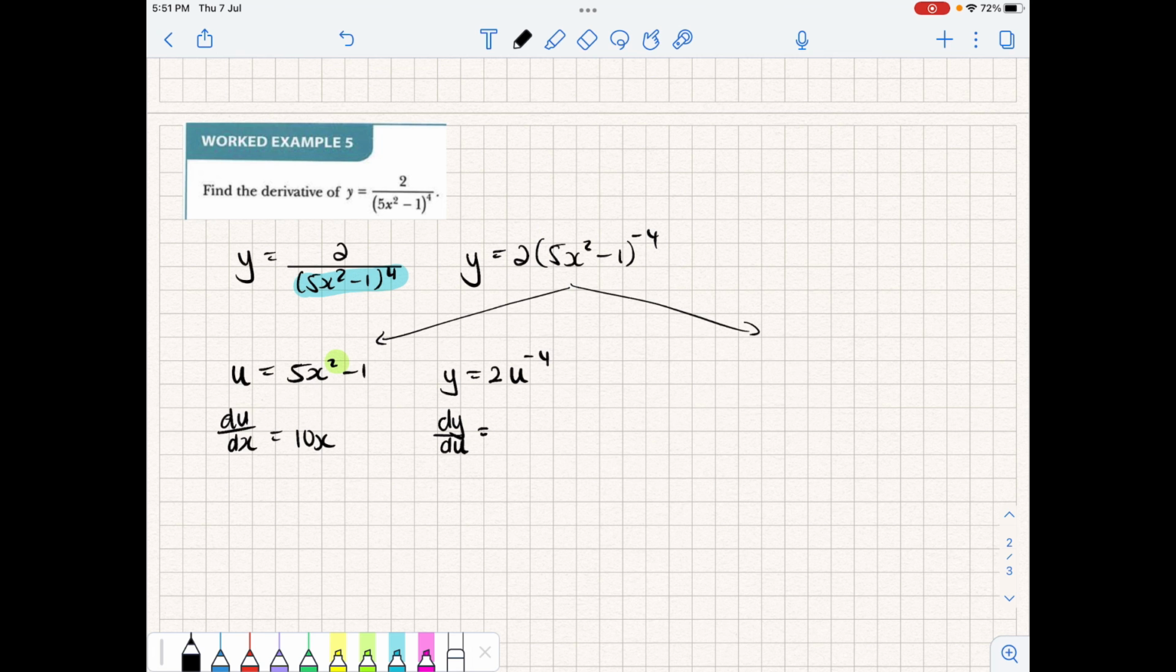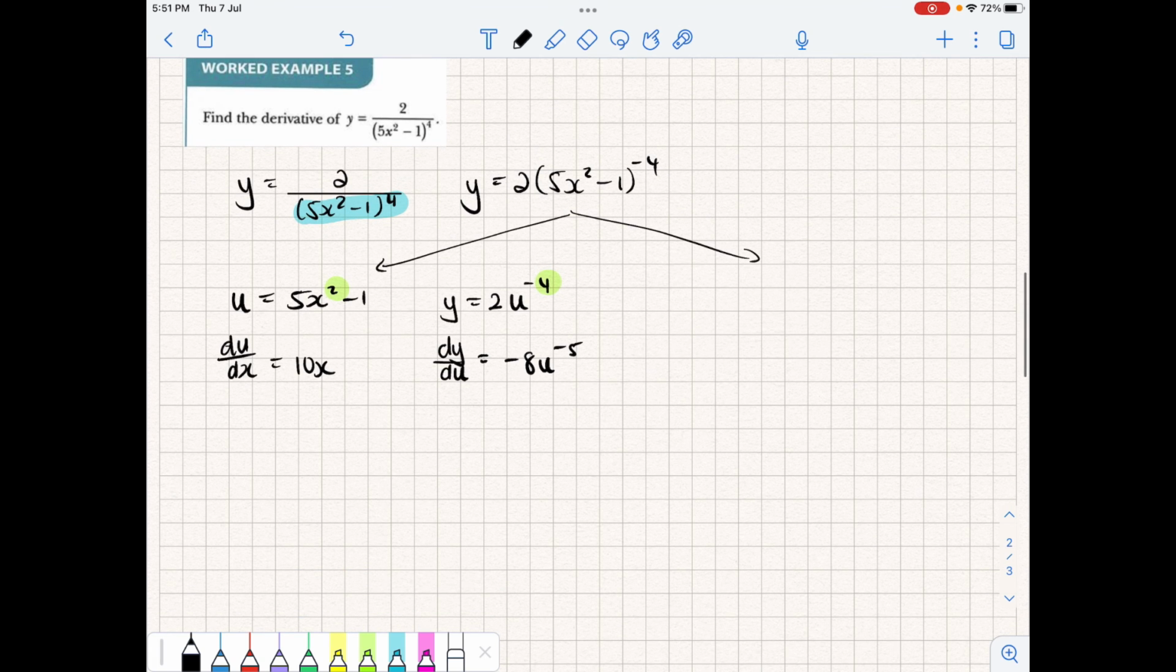So once again, using the power rule, there's the power. So multiply down by the power, we're going to get minus 4 times 2, which is minus 8u, and then we're reducing the power by 1, so it becomes minus 5. So be careful when you have negative indices.